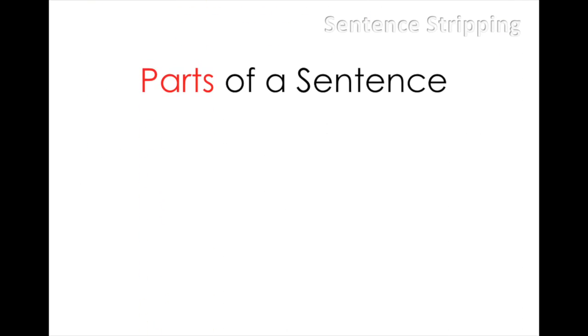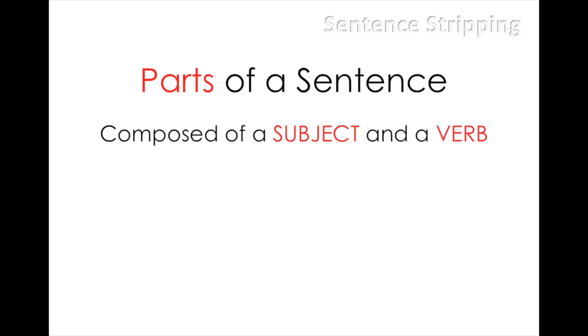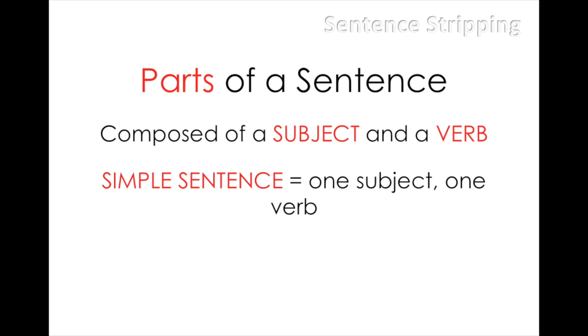In order to properly strip a sentence, you must first be able to recognize the different parts of a sentence. As I'm sure you've heard before, a sentence is composed of a subject and a verb. A subject is the person, place, or thing doing the action. A verb is the action being done. These are the only two things you absolutely need in order to write a complete sentence. When a sentence is composed of only one subject and one verb, it is considered a simple sentence.